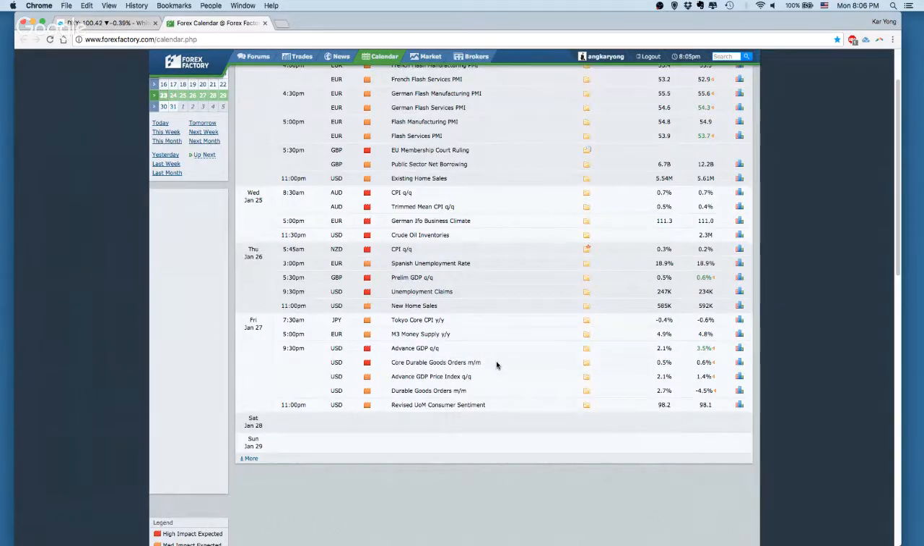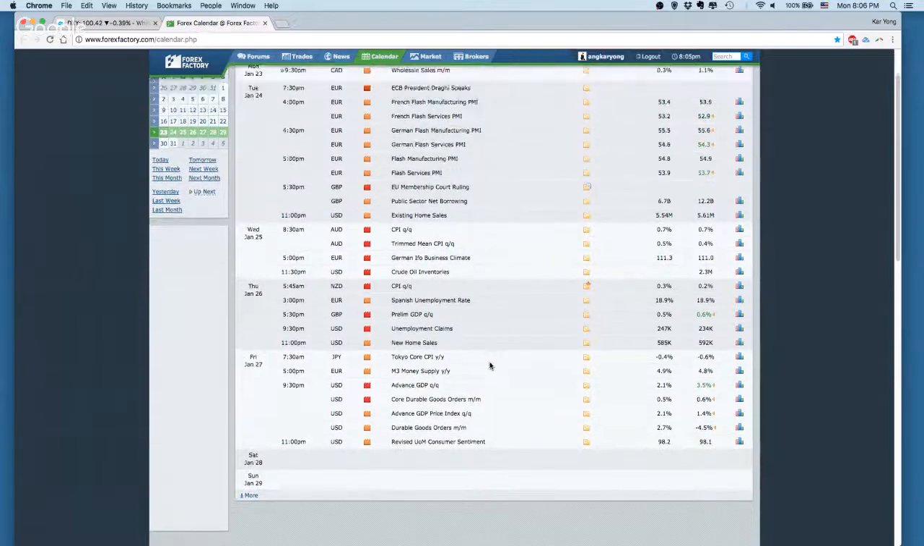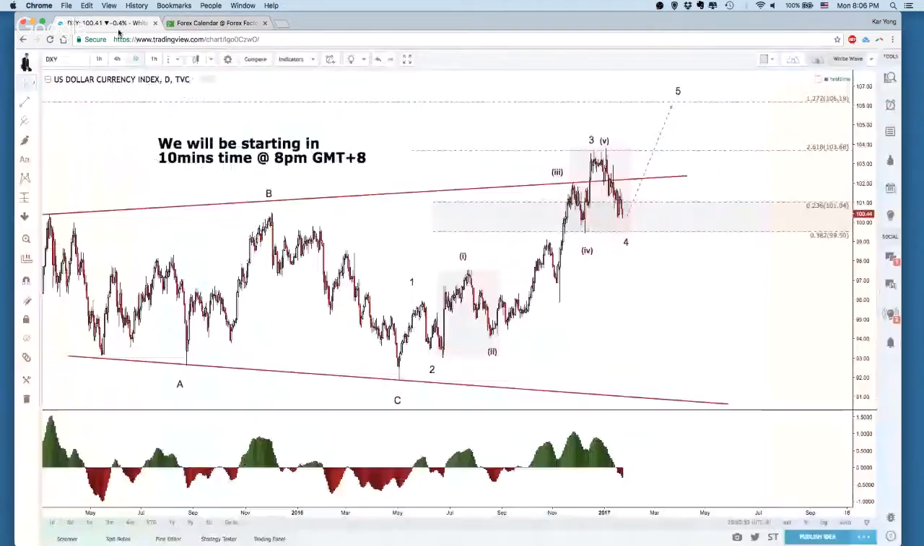This economic data will be important, right? But I wouldn't say it's much of a tier one kind of data, and we don't expect much movement from this particular data. So the focus will be very much on Donald Trump's first week as the 45th US president. Okay, so with that, of course, the focus will be very much on the dollar index.